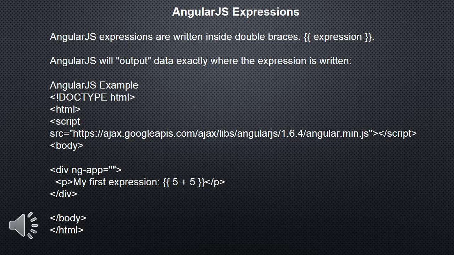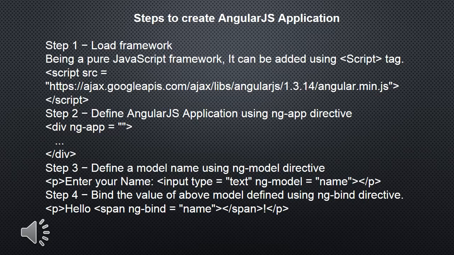P hello, {{student.firstname + " " + student.lastname}}, /p. P expense on books, {{cost * quantity}}, /p. P roll number, {{student.rollno}}, /p. P marks math, {{marks[3]}}, /p. /div. Script src equals ajax.googleapis.com web link. /body. /html. Output. Open test AngularJS.html in a web browser. See the result.